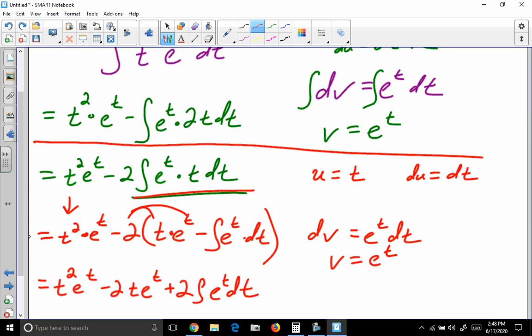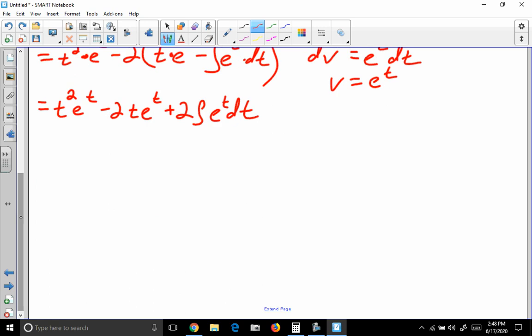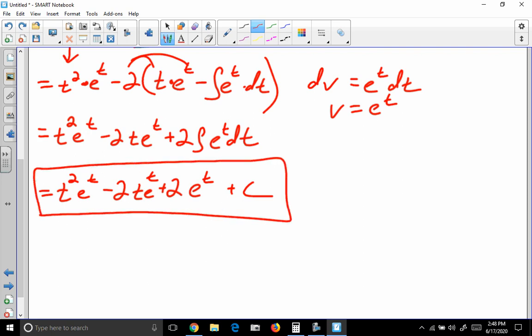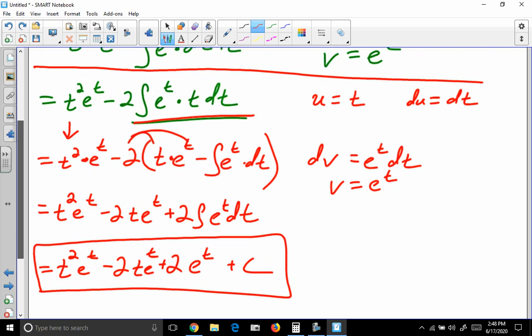Now that integral is something that we can do without integration by parts. That integral is just e to the t plus c. Minus 2t e to the t plus 2 e to the t plus c. So if we get something that we have to integrate by parts, that gives us uv minus integral of v du. If we end up again with an integral that has to be done by parts, then we have to continue until we finally end up with an integral that doesn't require parts to do.